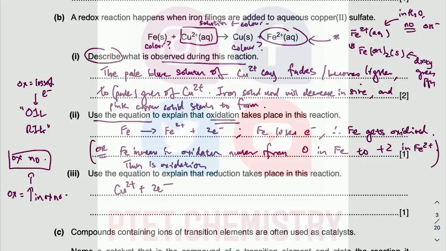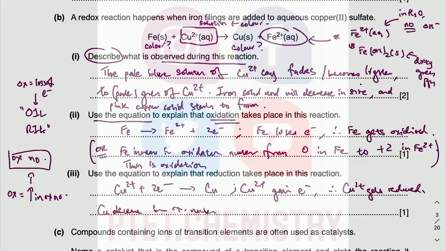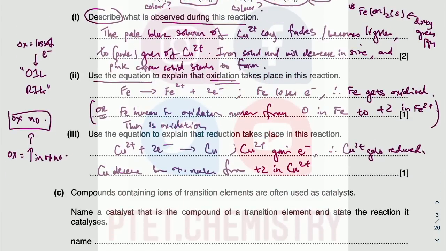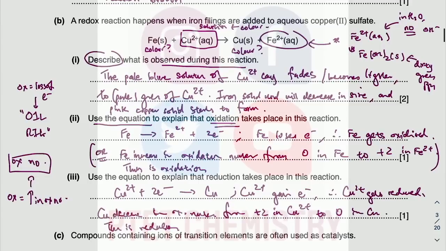So the Cu2 plus plus 2 electrons give you copper. Cu2 plus gains electrons. Therefore, Cu2 plus gets reduced, or Cu2 plus is reduced. Or I can say the copper decreases in oxidation number from +2 in the ion, which is Cu2 plus. That means the oxidation number of an ion is just the charge of the ion itself, to 0 in copper. This is reduction. So overall, it's a redox reaction because when you add these two half equations together, you get this complete equation, which is a combination of oxidation and reduction, which gives you a redox reaction.